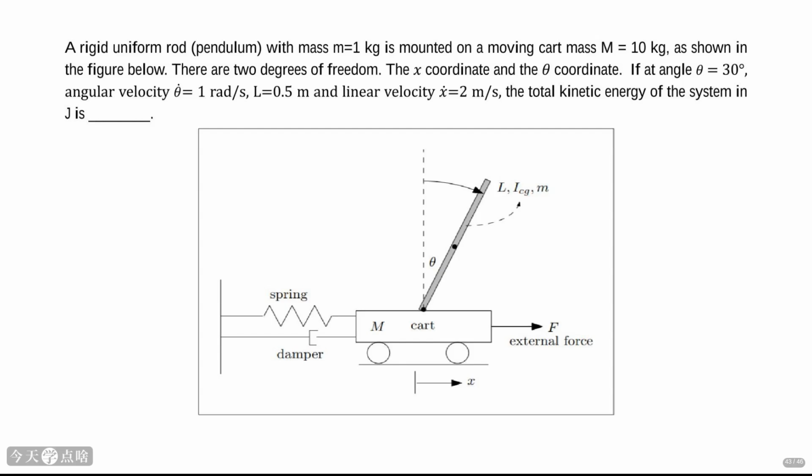Here's a problem for you. A pendulum of mass m equals 1 kilogram is mounted on a moving cart of mass M equals 10 kilograms. The system has 2 degrees of freedom, the cart's position x and the pendulum's angle theta. Given the angle theta equals 30 degrees, angular velocity theta dot equals 1 radian per second, pendulum length L equals 0.5 meters, and cart velocity x dot equals 2 meters per second. Calculate the total kinetic energy of the system.